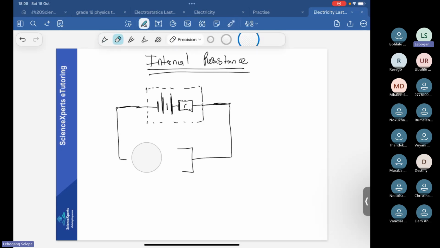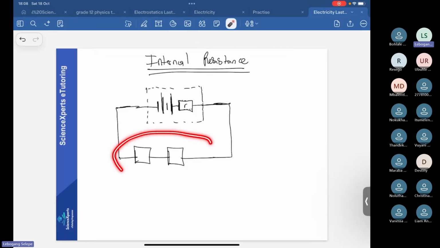Let's say we have here these two resistors connected like this, right? So any other resistor that is not the internal resistance is the external resistance. So this here as a whole would form the external resistance, right? So that would be our R external, right?